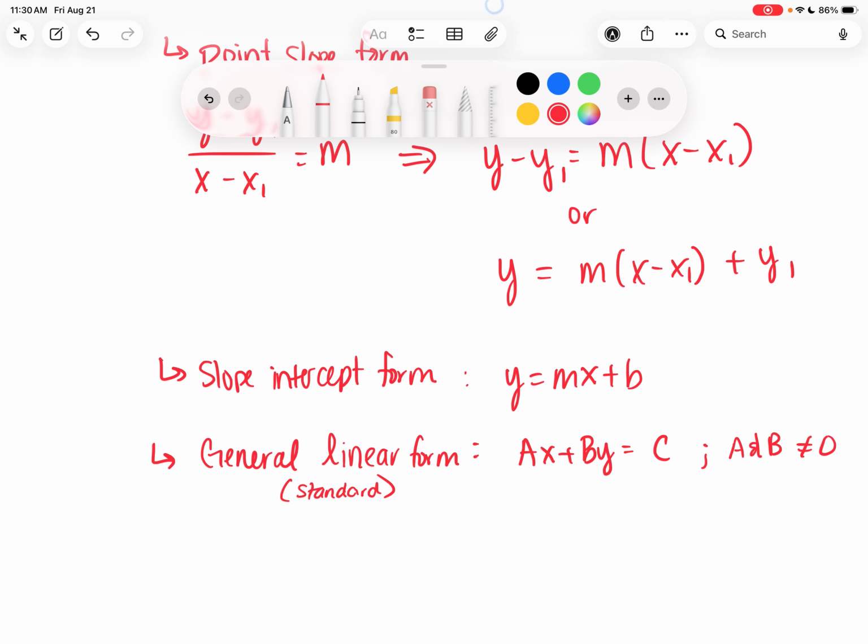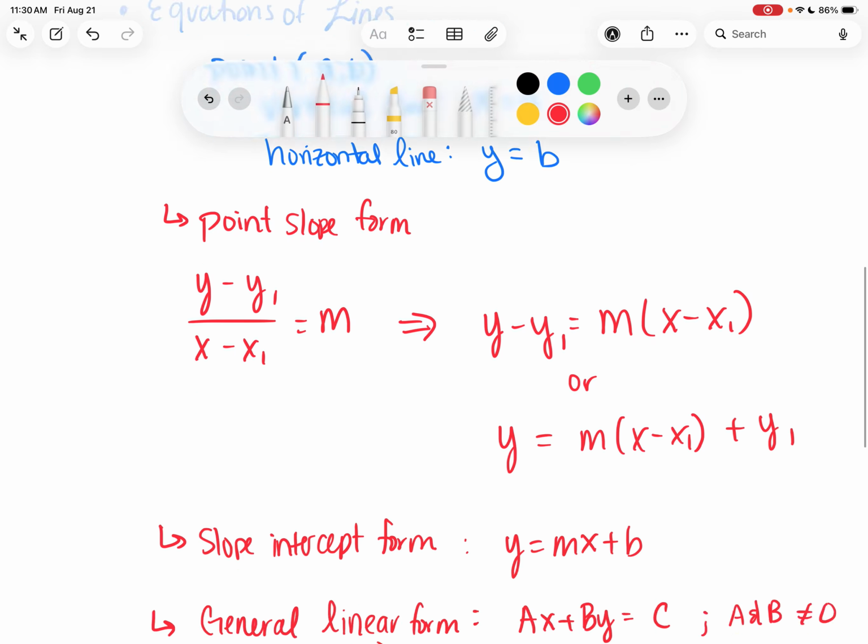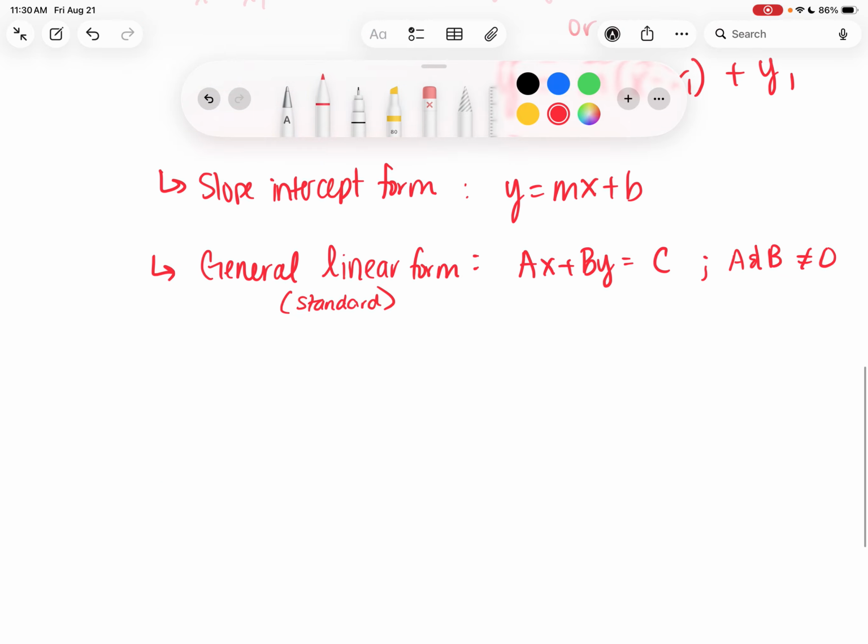So every single line that we have, even if it has an undefined slope, has this form, because this is just something as simple as my equation of a vertical line or my equation of a horizontal line. In ax plus by equals c, x equals a constant in that case, but the baseline is that every single line can be written in standard or general form.